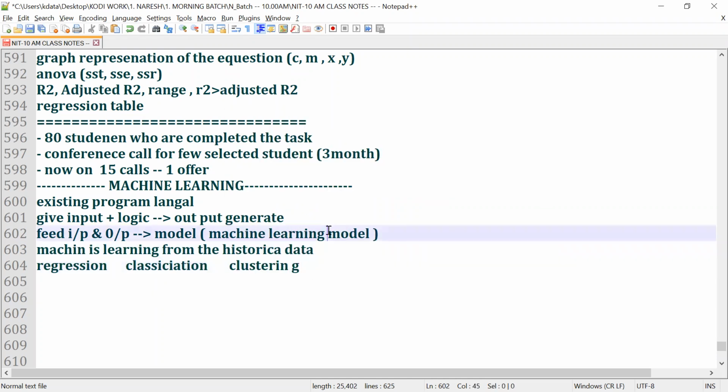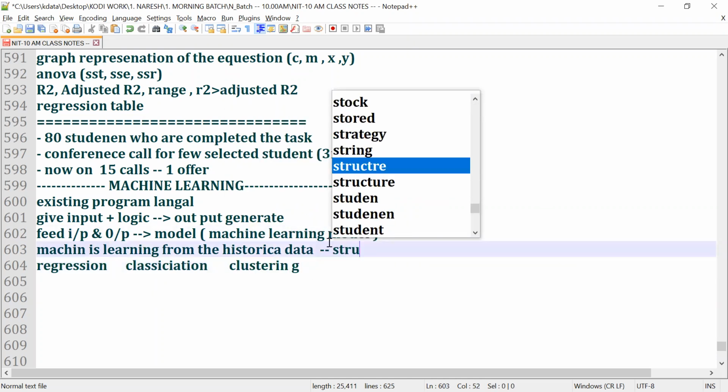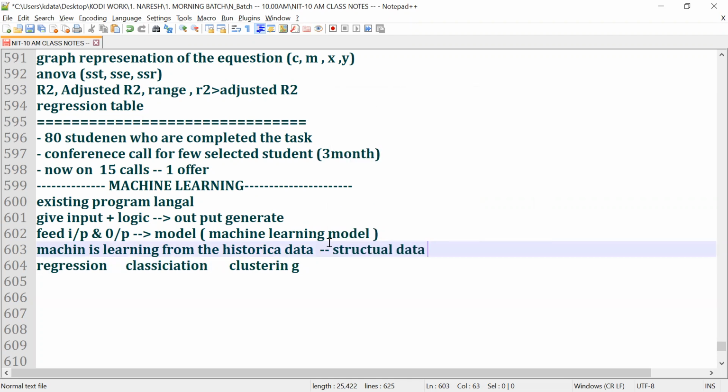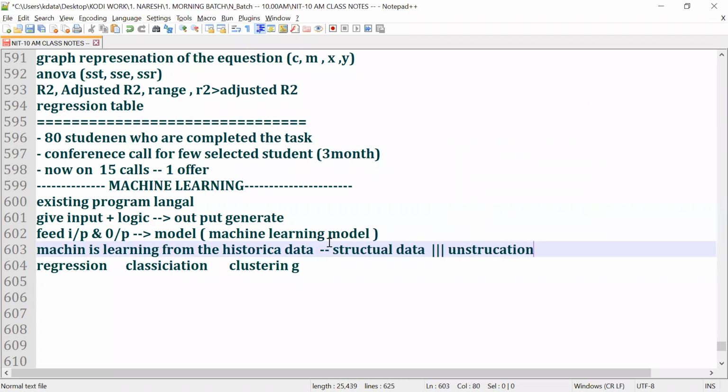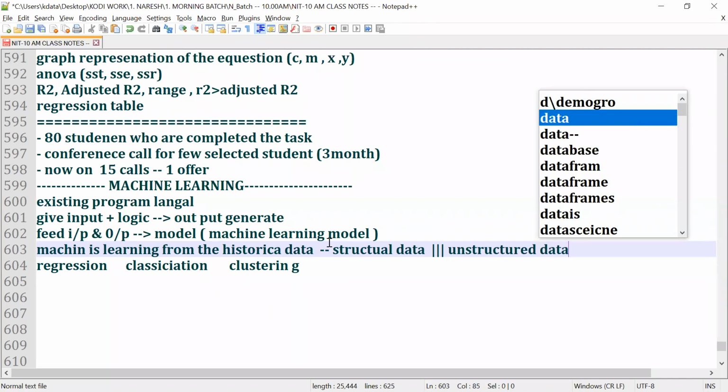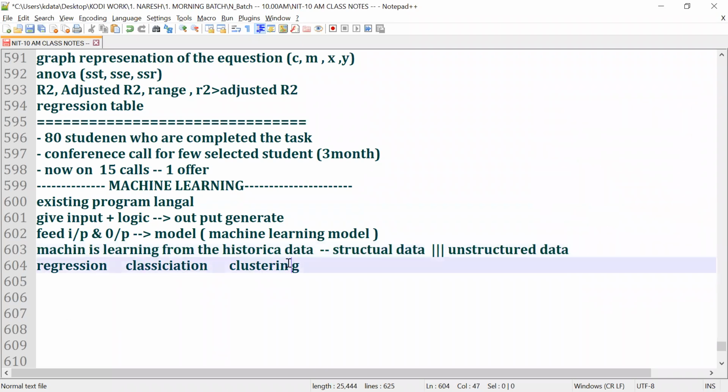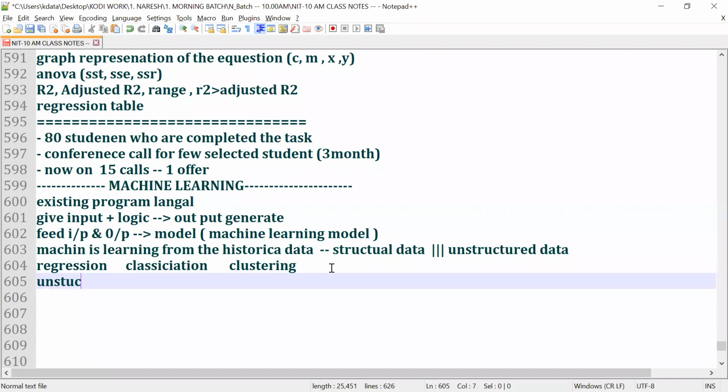And the data is split into two parts. One is structured data and unstructured data. Guys, do you understand or not? Yes? These structured data come under regression, classification, and clustering. What is unstructured data? Unstructured data is an XML file, an audio file, a video file.